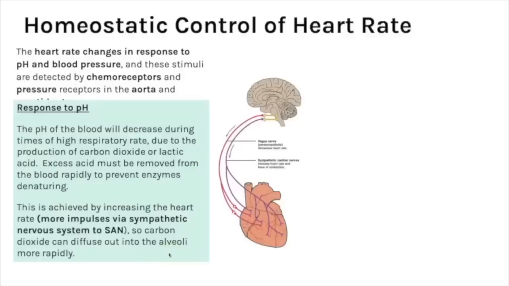And this is the next blood vessel that attaches onto the aorta. Now, your blood pH does change, and during times of high respiratory rate, say for example if you're doing lots of exercise, the blood pH will decrease. That is because of the excess carbon dioxide from aerobic respiration or lactic acid from anaerobic respiration. And these acidic compounds have to be removed because if you have excess acid in your blood, it can denature enzymes. So this is achieved by increasing your heart rate so that the dissolved carbon dioxide in your blood can reach your lungs faster and therefore diffuse out into the alveoli and be exhaled. So that would mean you need more impulses going down the sympathetic nervous system to the SAN to increase the heart rate.